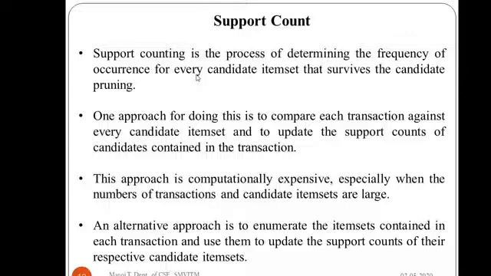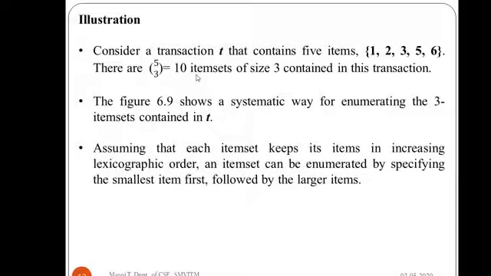So what is the alternative approach? You enumerate the item sets contained in each transaction and use them to update the support counts of their respective candidate item sets. Let us see this with an example where it will be clear for you. Consider a transaction T that contains 5 items. So let us have one transaction which has the 5 items, that is 1, 2, 3, 5, 6.